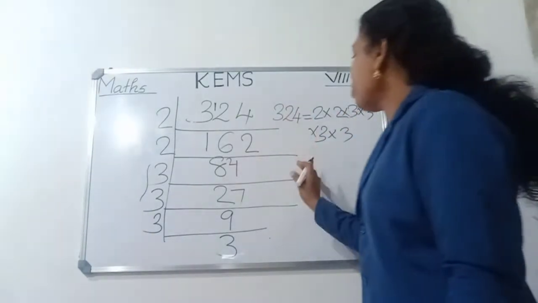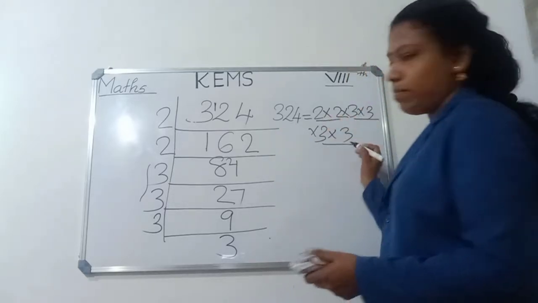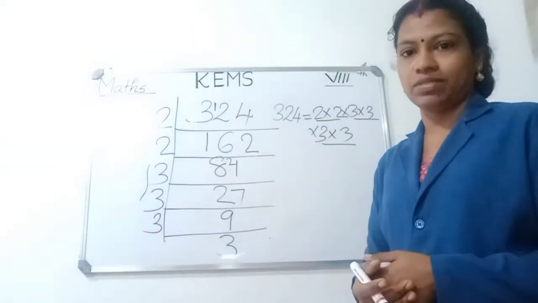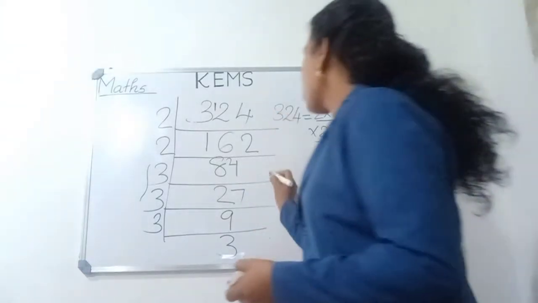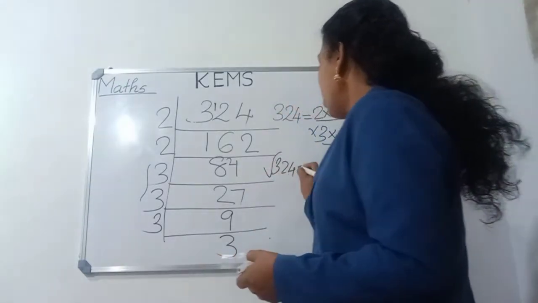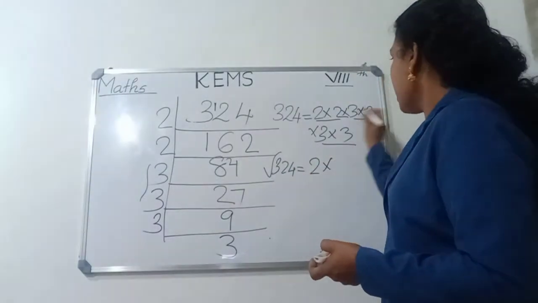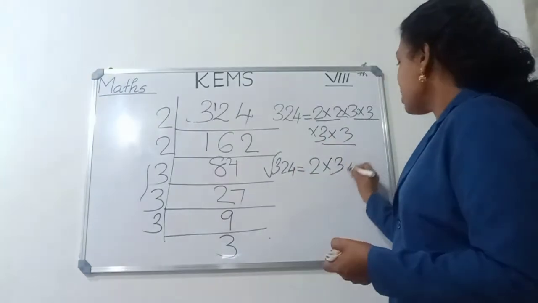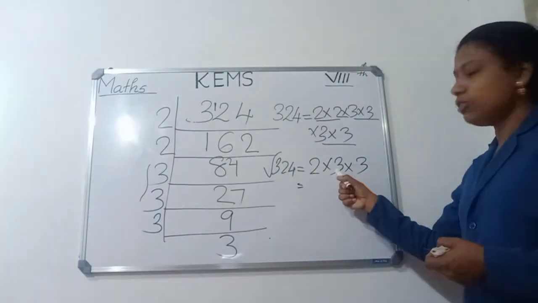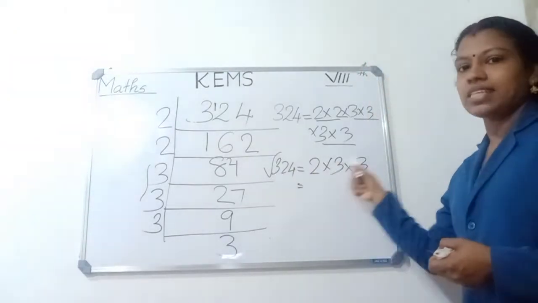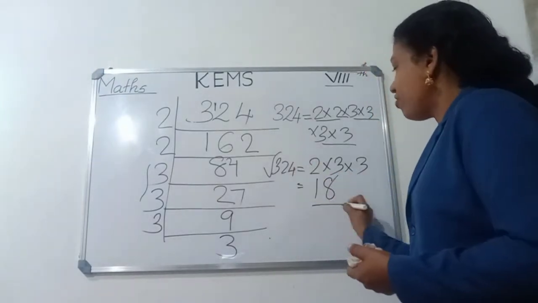So square root of 324 equals, from each pair take one number and multiply. That is the square root. The square root of 324 equals, from the first pair we take one 2, from the next pair 3 into 3 take one 3, and from the last pair one 3. So what is the product? 2 into 3 is 6. 6 into 3 is 18. So 18 is the square root of 324.